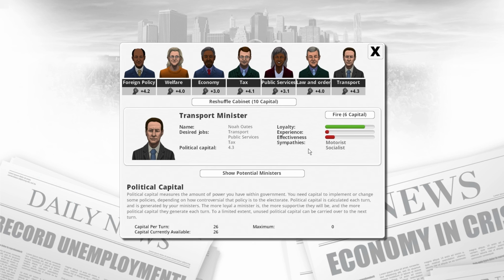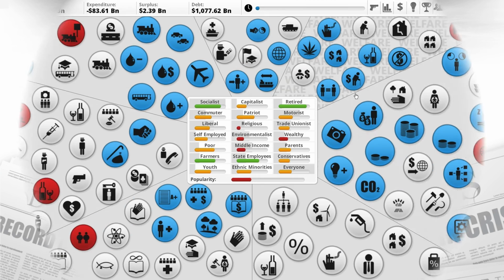So if I was to really anger the motorist and socialist group, this guy's loyalty to me would decline, and I wouldn't get as much political capital from him. And as you can see up here, he gives me 4.3 every turn, and this one gives me 4, and so on. So let's close this for now.